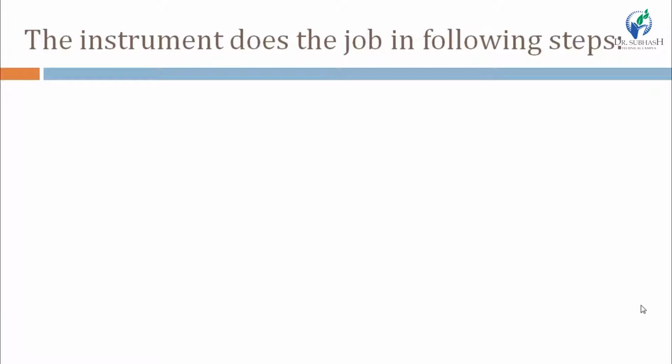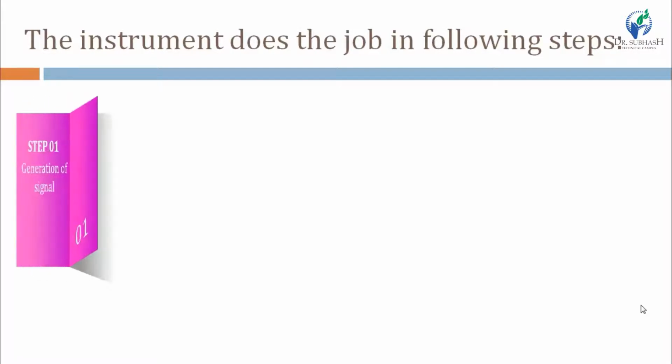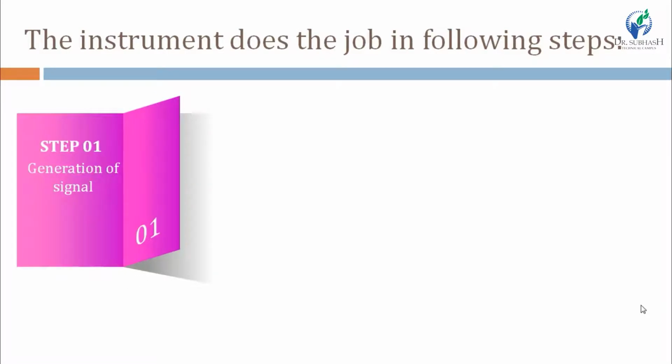An analytical instrument does the job in the following 4 steps that we have discussed in the very first slide. The first step is generation of signal. In the example we have taken, that of atomic absorption spectroscopy, the sample absorbs light of specific wavelength. This is the generation of a signal.